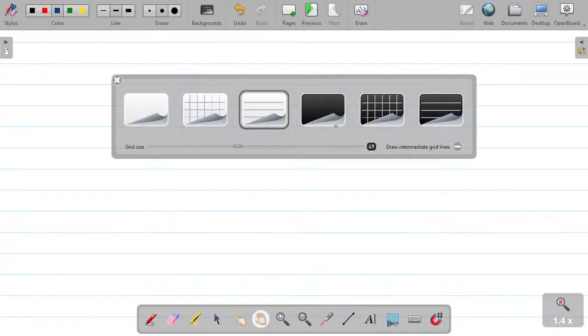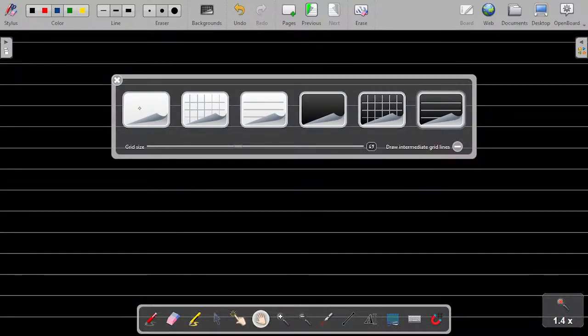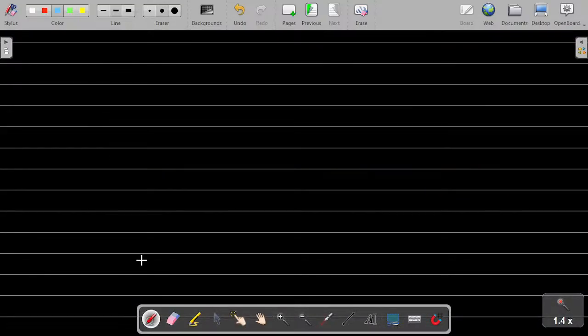Permit me to change this to black. I think that will be a little bit better. All right, so let's go now. We are now beginning our exercises.